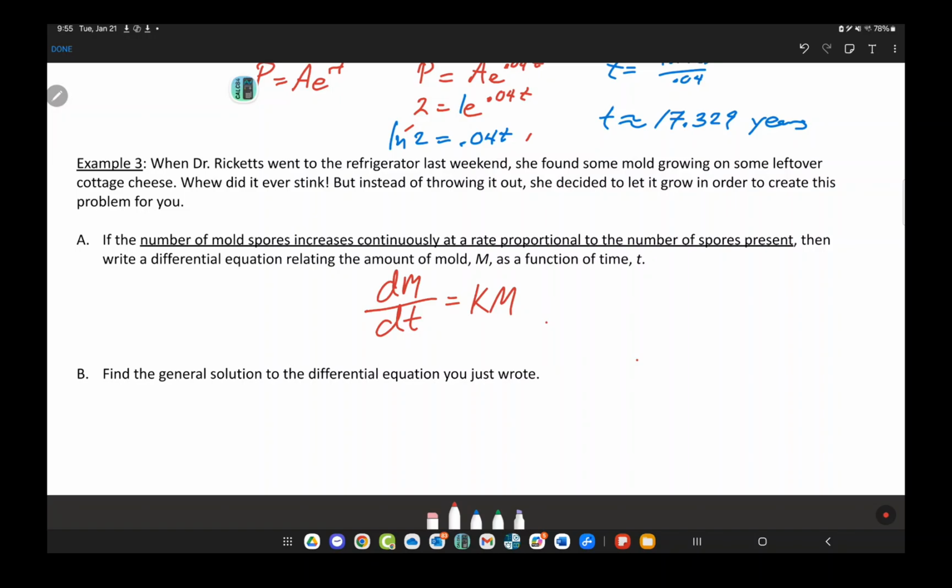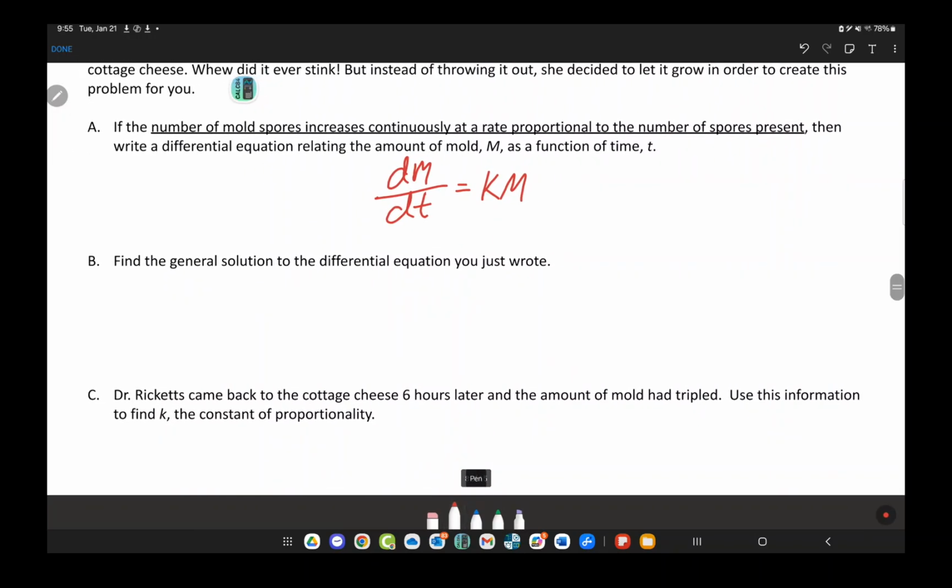Remember the whole process we had before: 1 over M dM equals k dt, which gives you natural log of M equals kt plus C. So M is equal to e to the kt times e to the C. M is equal to A e to the kt.